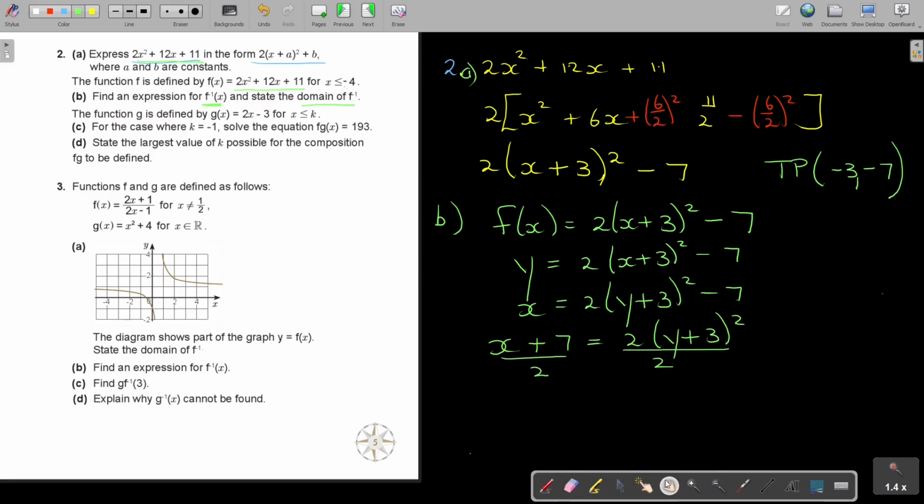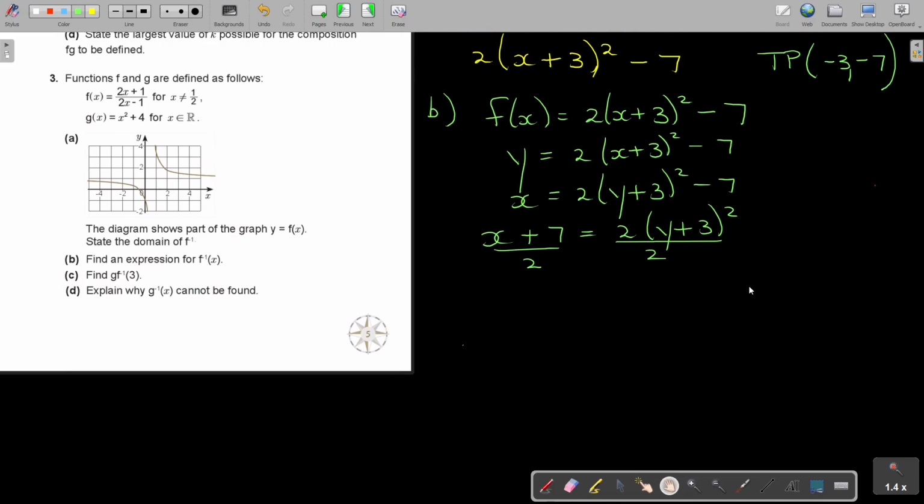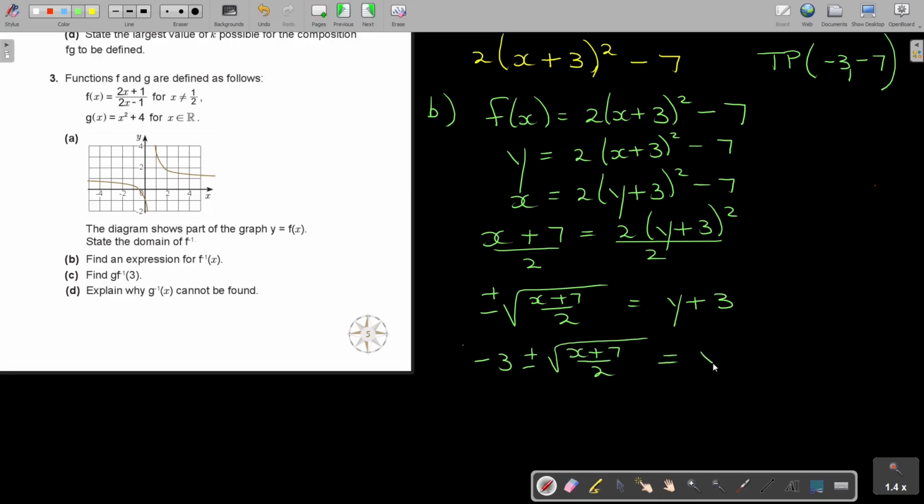Okay, so let's just move up. So I'm going to get, and now it's going to be plus minus, the square root of (x plus 7) over 2, and that's y plus 3. Then the 3 goes up, and don't forget it's negative 3. Okay, so let's write it just like negative 3 plus minus, and I will now look at the graph. I didn't look at the graph yet. I have to look at the graph to decide if it's plus or minus.